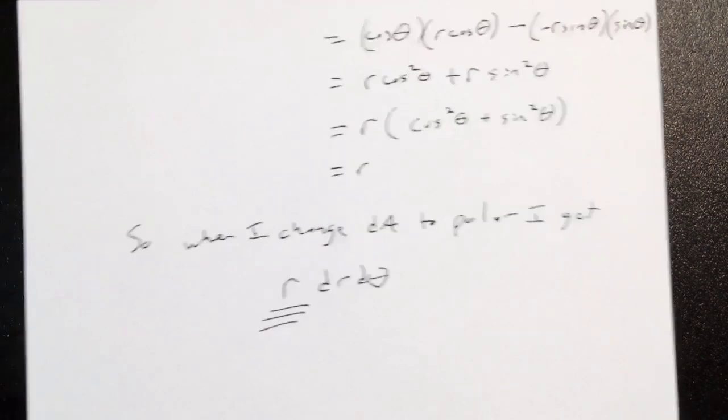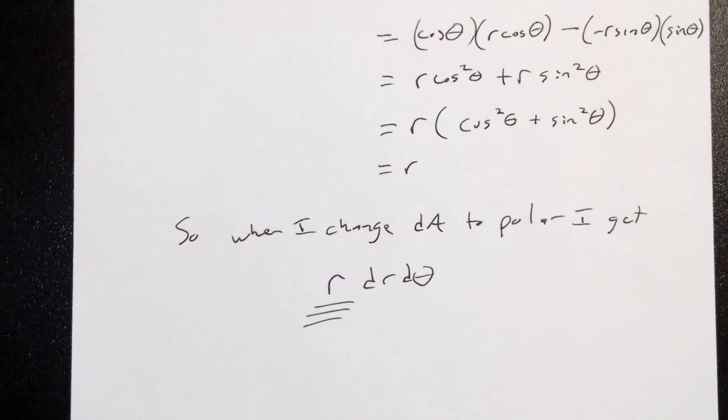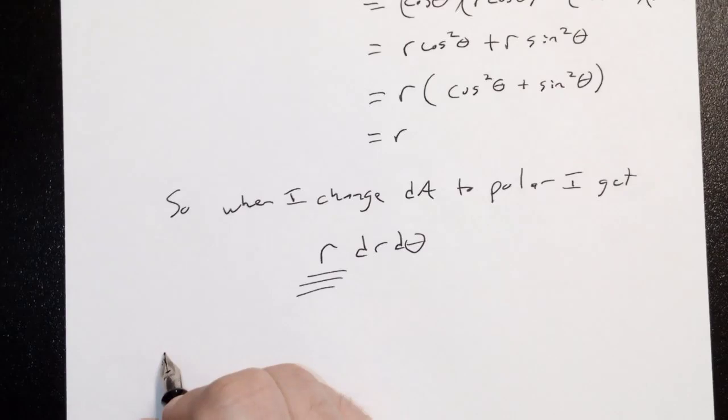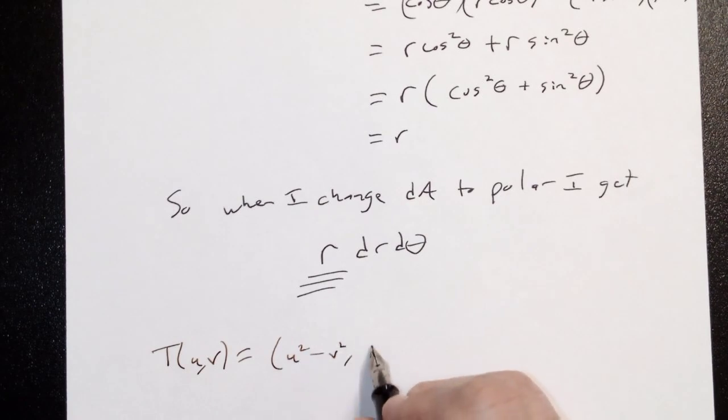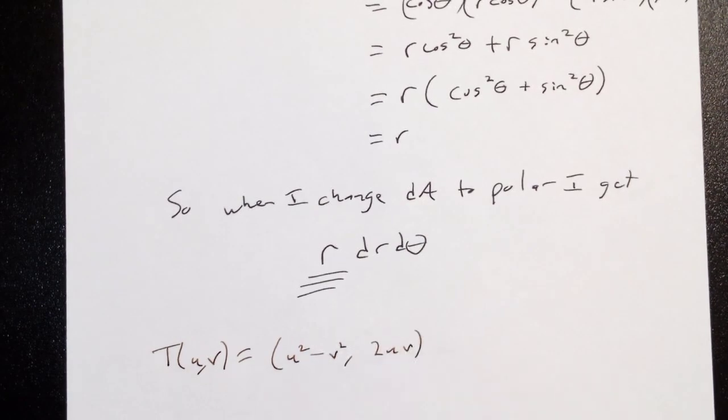And this accounts for the distortion as I go out in that little bitty polar wedge that we were looking at. Now I don't have to try and justify this geometrically. I have a purely calculus derivation of this. The transformation we were working on, T of uv is u squared minus v squared, and then 2uv.